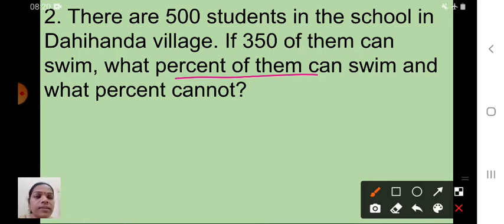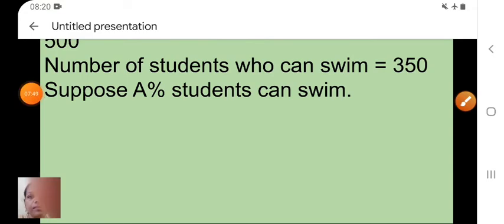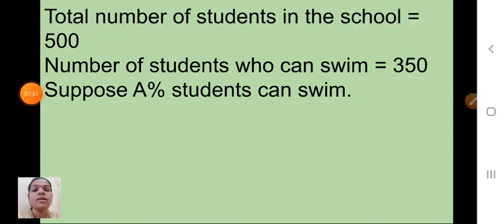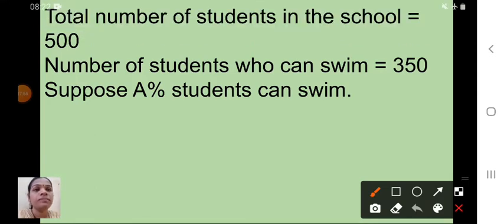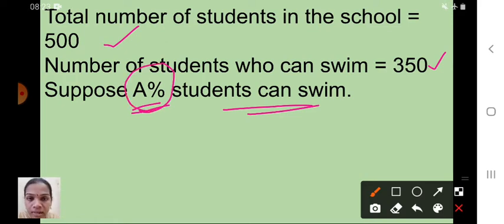Okay, children. See here, I have written the statement here. Total number of students in the school is 500. Number of students who can swim, 350. Okay. So here first we have to find the percentage of students who can swim. Suppose A percentage of students can swim. So here we have to find A. For that what we have to do? We have to write the equation.